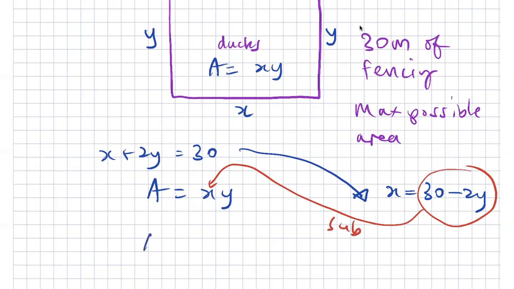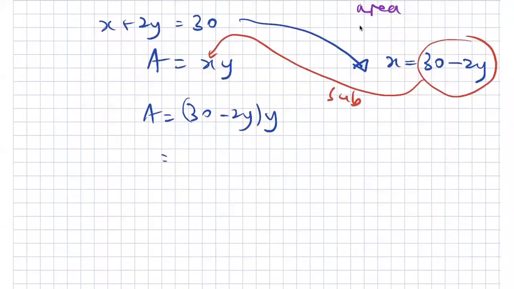So if I do that, the area then is equal to 30 minus 2y times y. And we should multiply this out before we try and do any kind of differentiation to it. So I get 30y minus 2y squared. Now this is a little bit different already in that the variable that we've suddenly got is y. But it doesn't matter, as long as I've got a single variable, we can differentiate this.